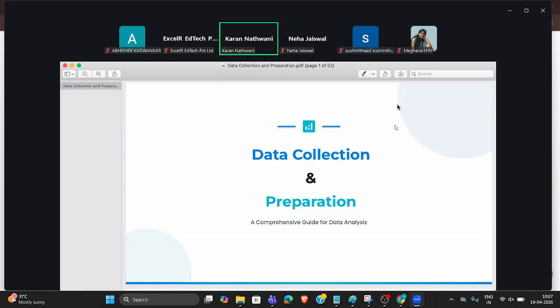Similarly, when we get the data, it may not be so rich, and more abstract information may not be available. In that case, you need to do some kind of preparation. And for that, we will be talking about some of the data analytics techniques for doing the data preparation.